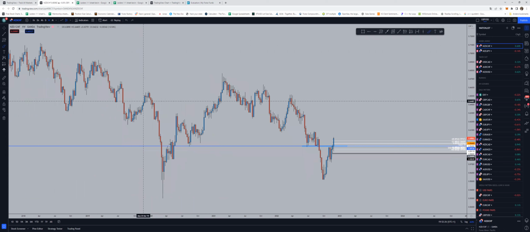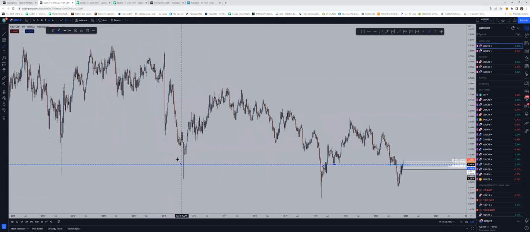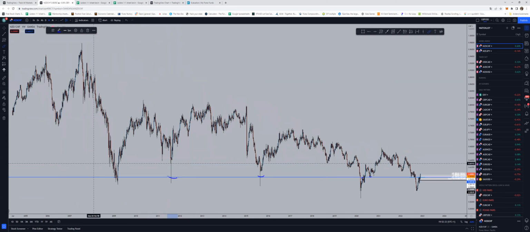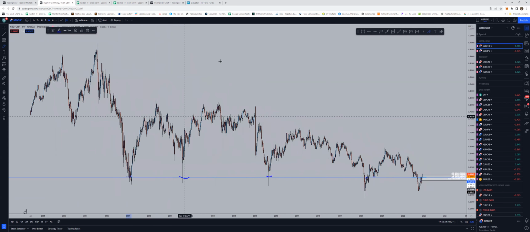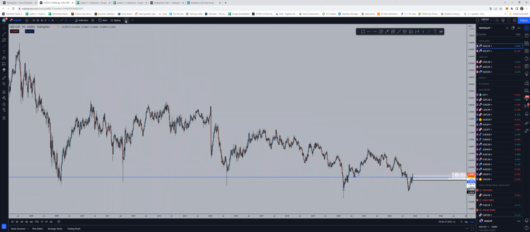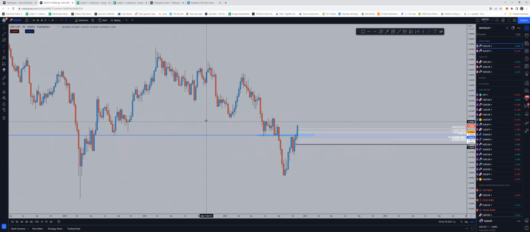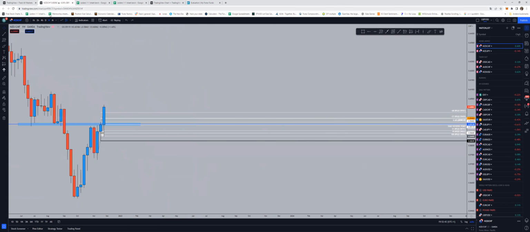And if I look further back, we had here also some support, here resistance, and then here also some support, and here some support. So it was a very nice supply and demand zone. So that's why I didn't take this trade. And eventually it went -1%.